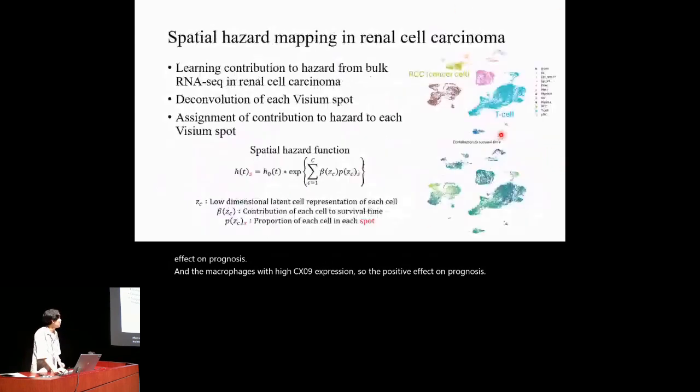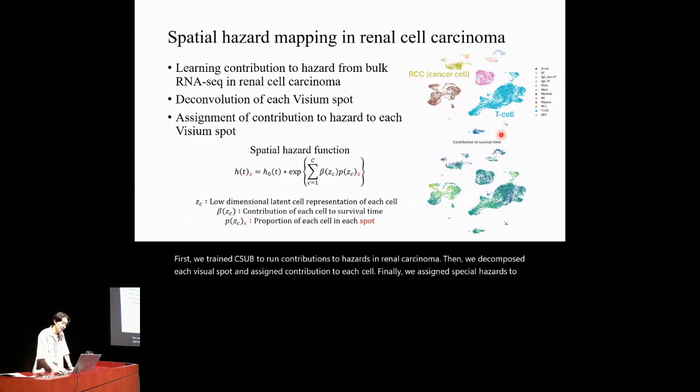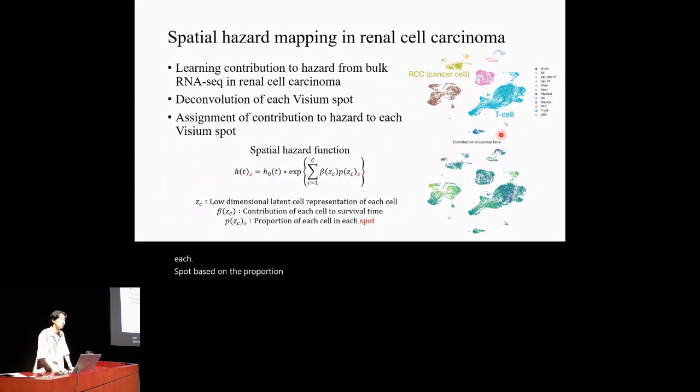Next, we extended our model to spatial transcriptome data using renal cell carcinoma data. First, we trained SC-Sub to learn contributions to hazards in renal cell carcinoma. Then we decomposed each Visium spot and assigned contribution to each cell. Finally, we assigned spatial hazards to each spot based on the proportion of each cell in each spot.